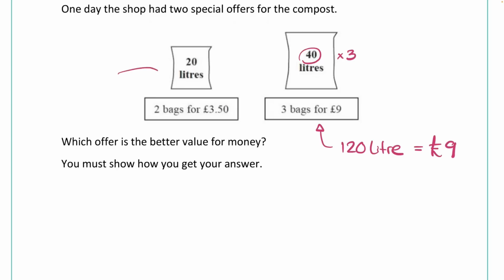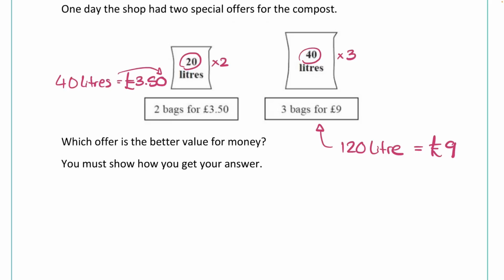For the deal on the left here, 20 litres, we get 2 bags, so 2 of these for £3.50. So we get 40 litres for £3.50. So we want to know which is the better value. Now without a calculator, what we want is a comparable value. So we could either think about dividing to go down to maybe 10 litres or maybe down to 1 litre.